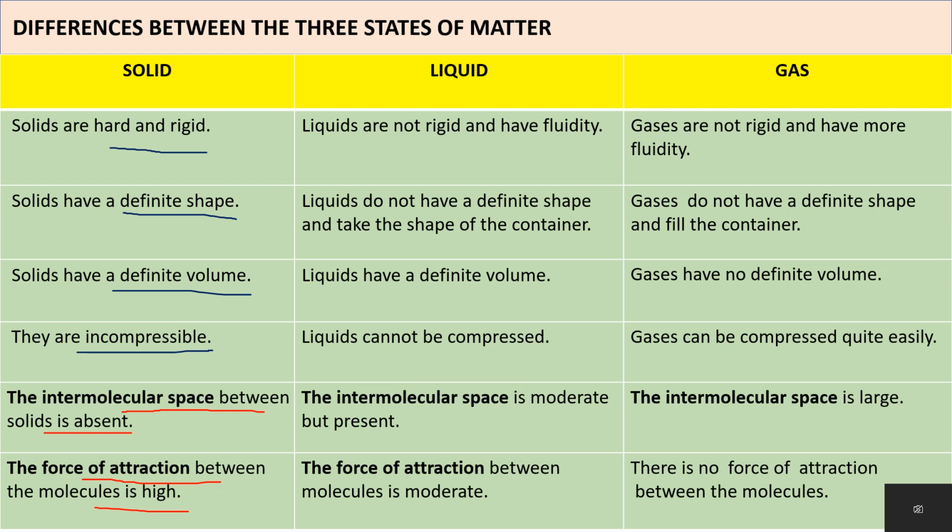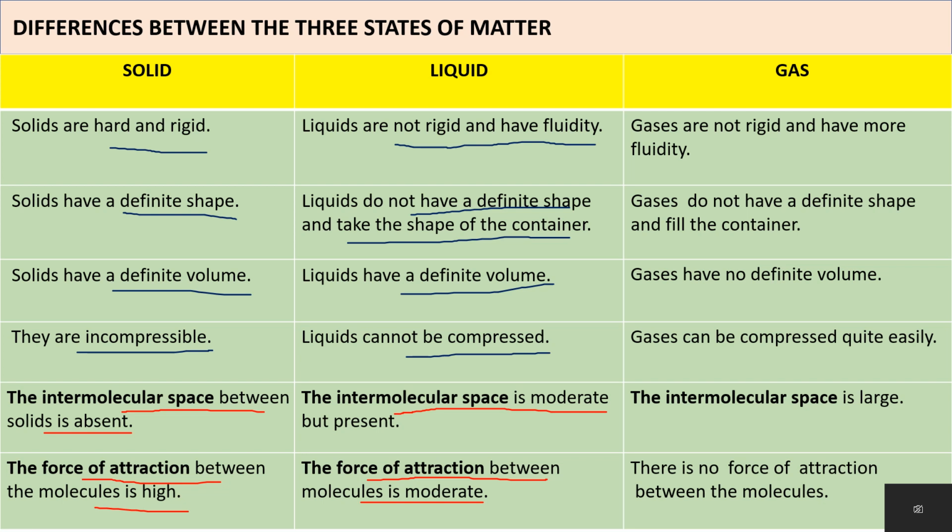The characteristics of particles of liquid are: the intermolecular space is moderate and the force of attraction between liquid molecules is also moderate. Because of this, liquids are not as rigid as solids and have fluidity, or they can flow. They do not have a definite shape and take the shape of the container in which they are kept. They have a definite volume. They cannot be compressed.